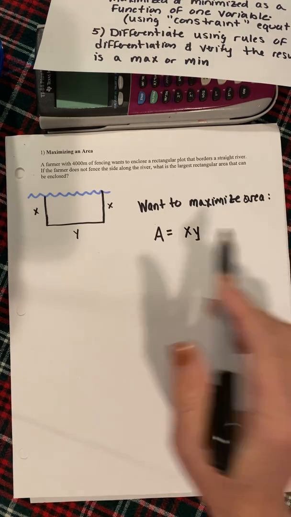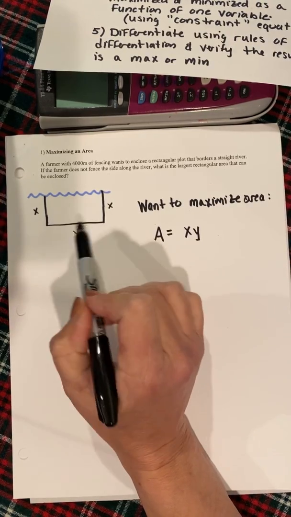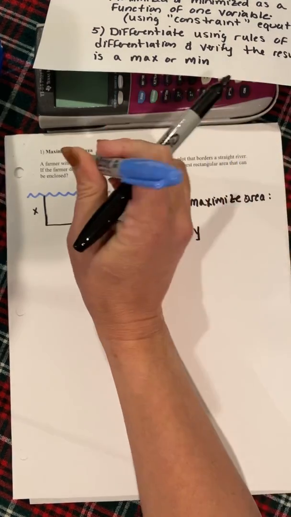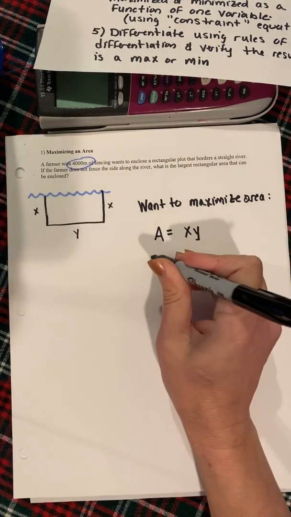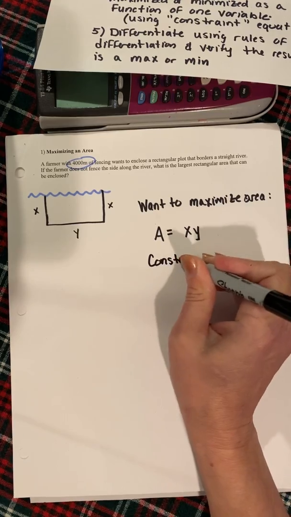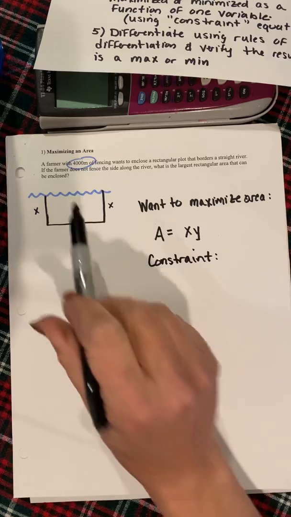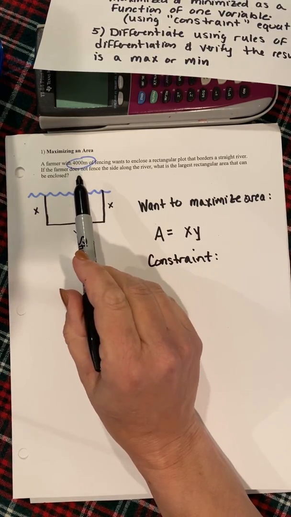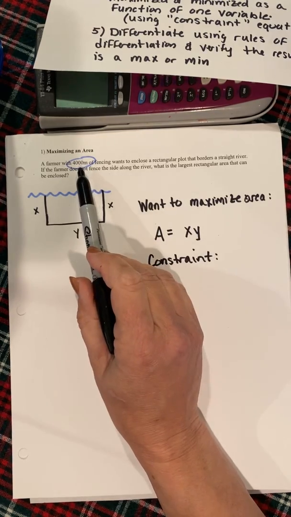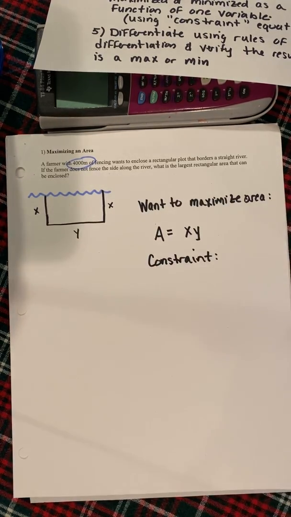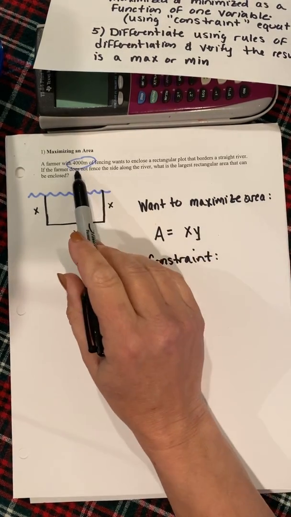Now, obviously, if we had unlimited fence, we could make an enclosure with infinite area, but that's not the case. We only have 4,000 feet of fence here. So we identify what we call a constraint. A constraint in max-min problems is something like telling us we only have a certain amount of fencing that we can use. If we didn't have this restriction, then the pen could be as large as we wanted it to be, or as much area as he had on his farm. So the constraint is we have 4,000 feet of fencing.